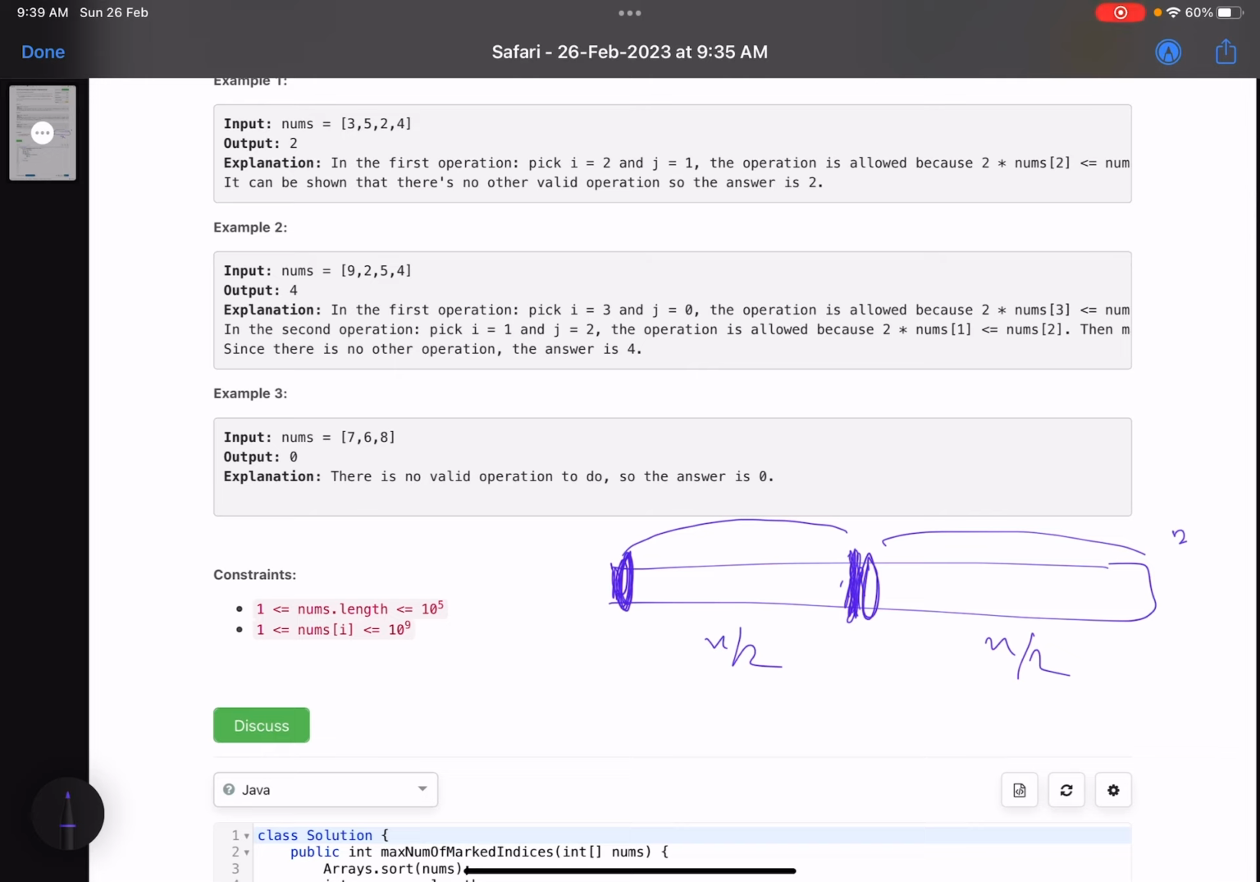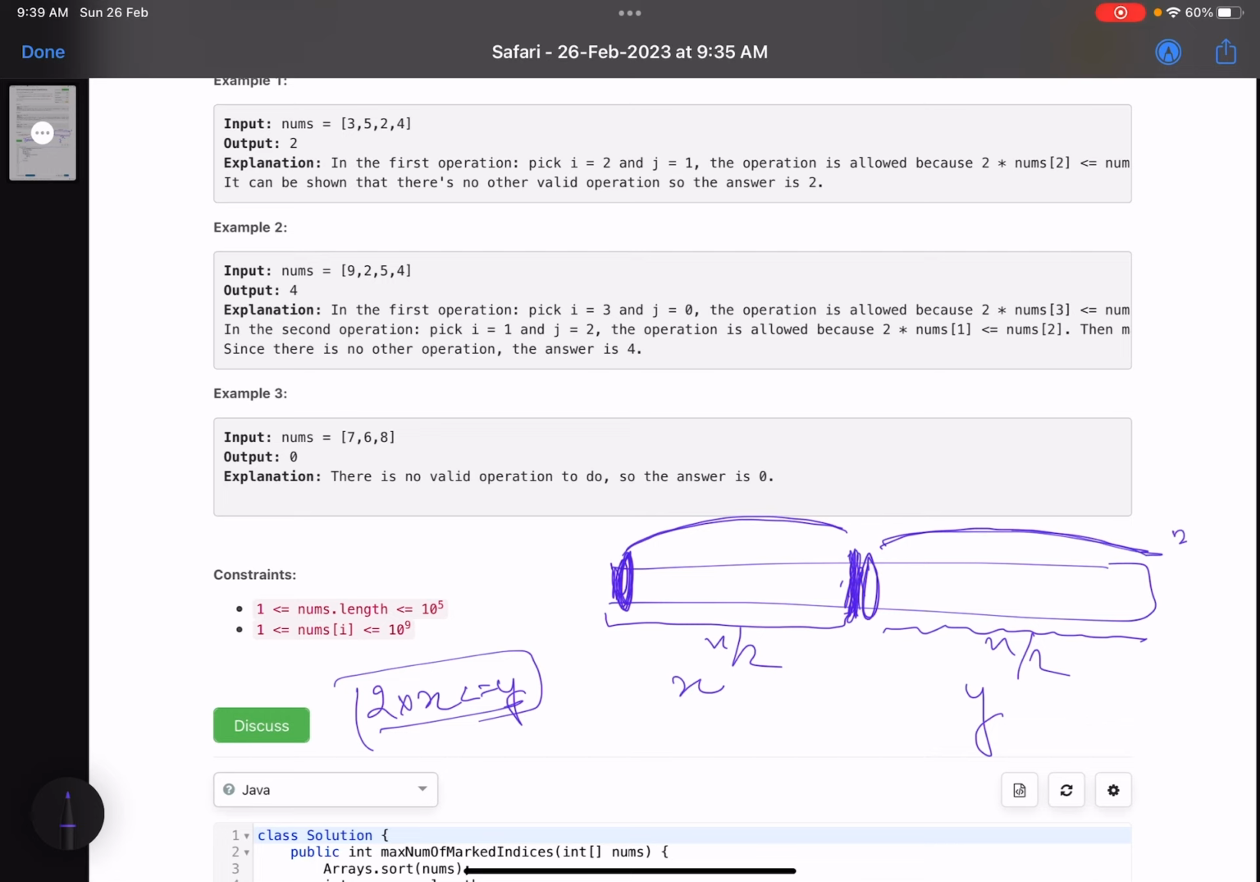Now why are we doing this? We are doing this because ideally we want all the numbers on the left hand side to form the smaller number, that means x, and all the numbers on the right hand side, in the second part of the array, to form y. What are x and y? 2 into x is less than or equal to y. Then only I'll get the maximum answer, if all the small elements lie on the left hand side and all the large elements lie on the right hand side.